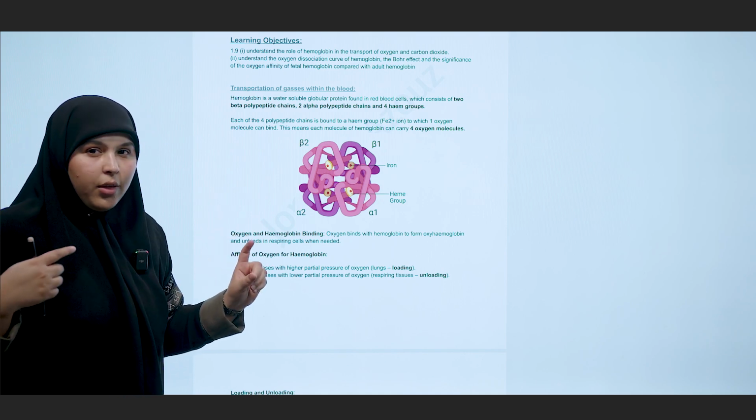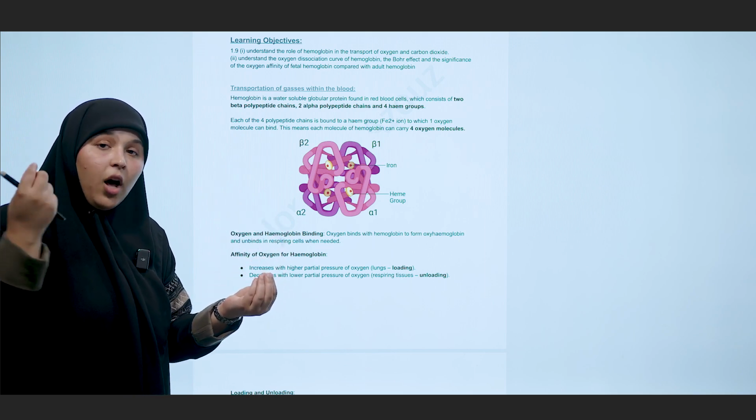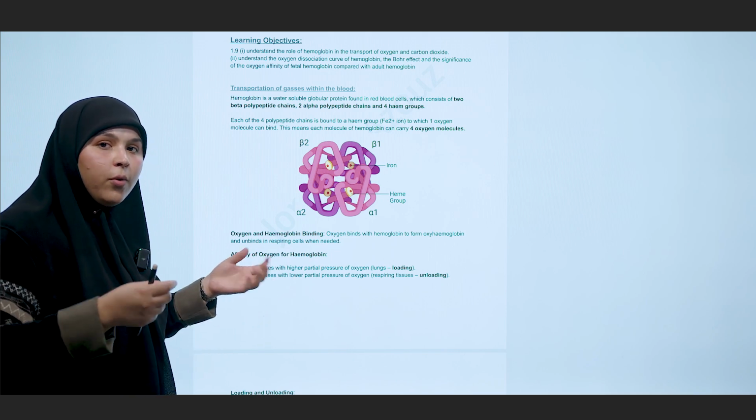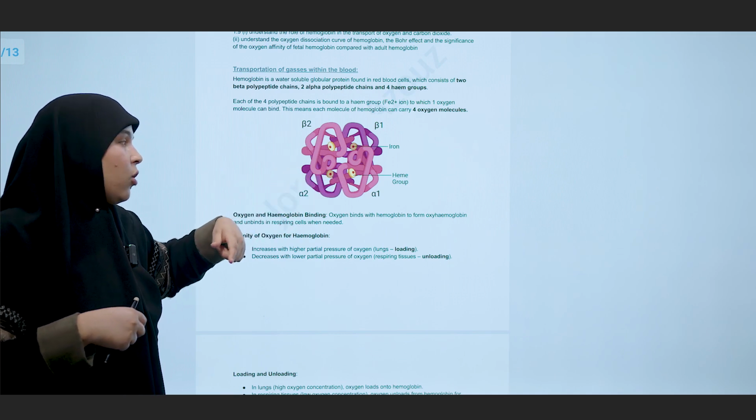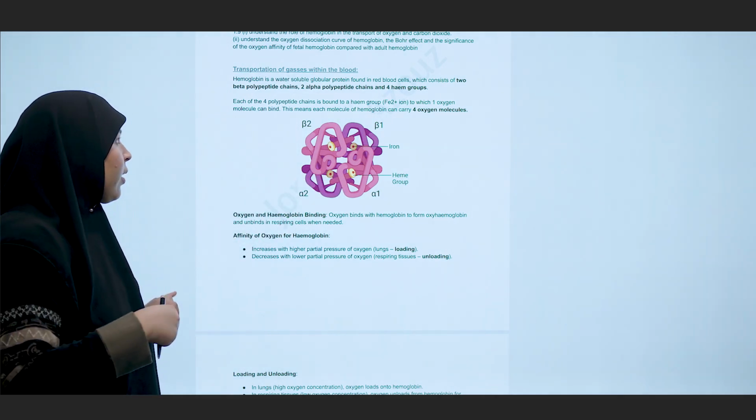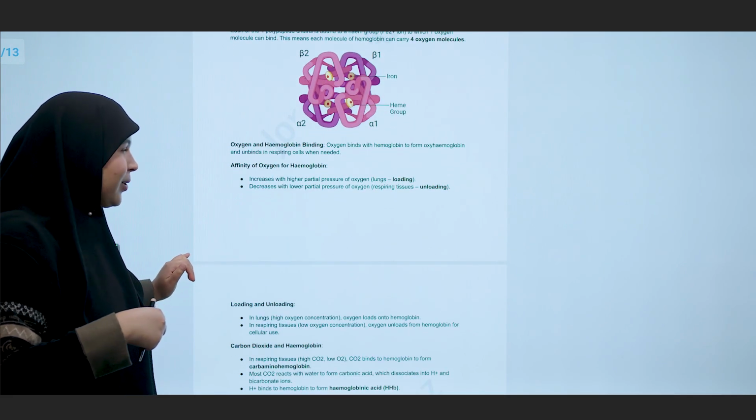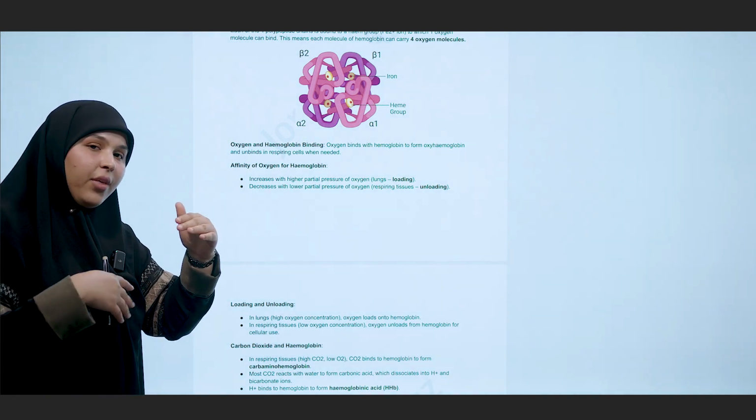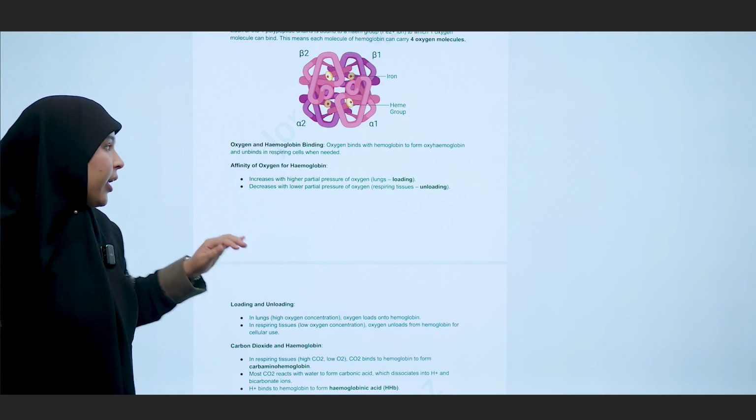Now, let me tell you about something. Usually, if I'm having oxygen and carbon dioxide, carbon dioxide has higher affinity to bind to hemoglobin rather than oxygen. When oxygen binds to the hemoglobin, we call it oxyhemoglobin. However, when we have carbon dioxide, it's called carbaminohemoglobin. Is this important? No, not really. That's why whenever I'm not discussing something, you'll see it in the notes, but it's not that important.